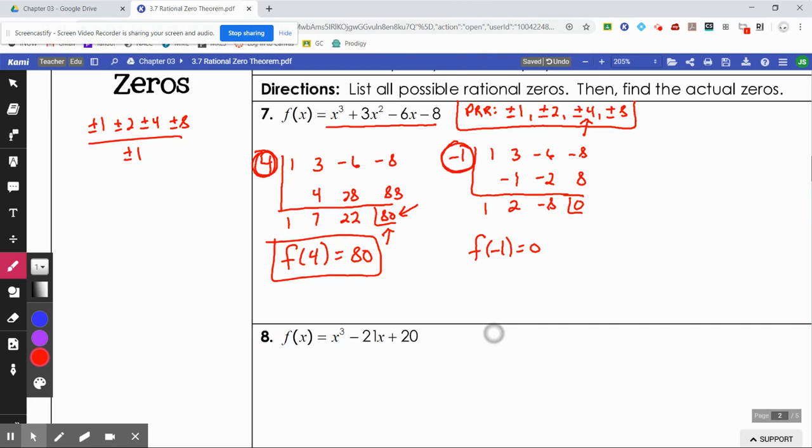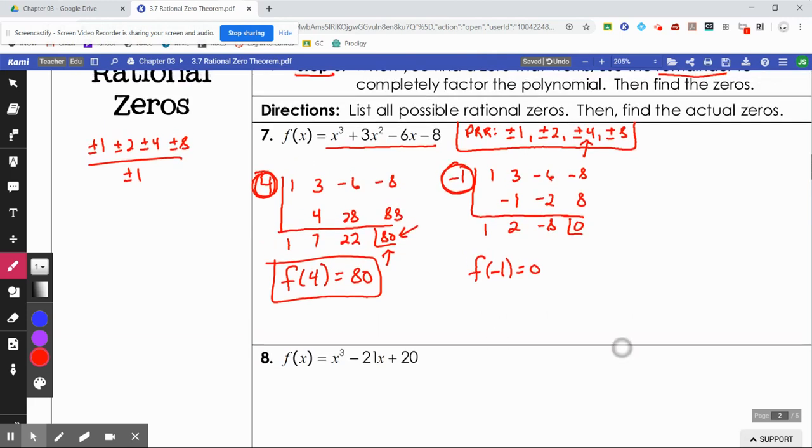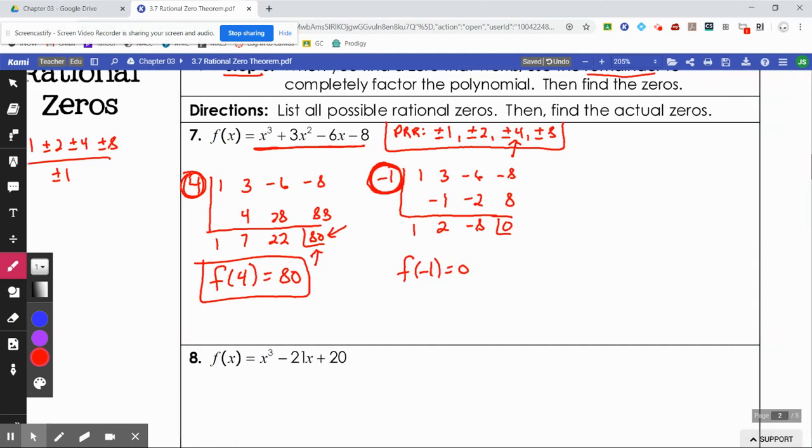That means that x plus 1, because again, if this is the root, what goes along with it? What did we just divide by? We divided this by x plus 1. If this is the root, then x plus 1 must have been the factor. So now let's go with that.